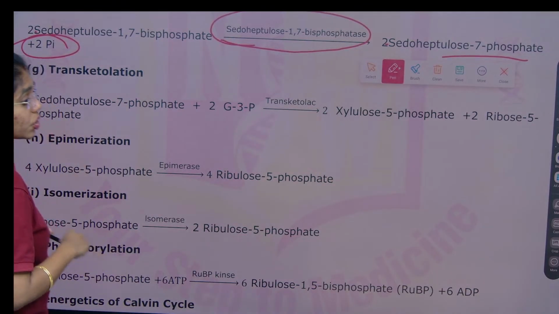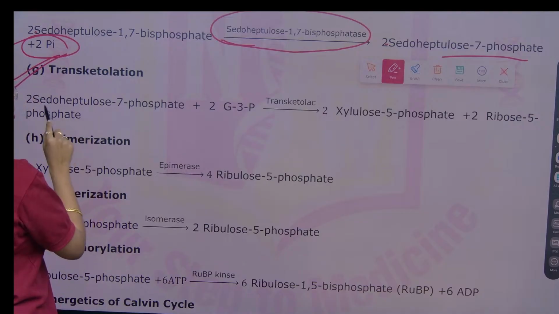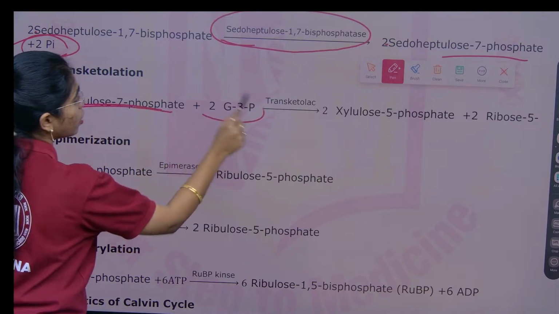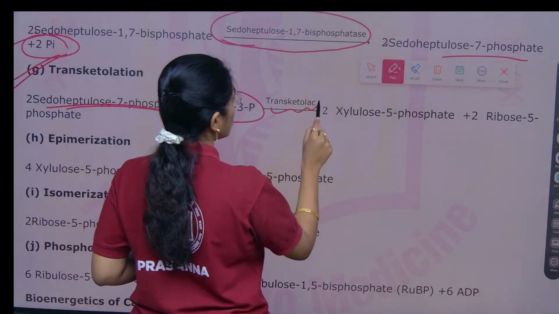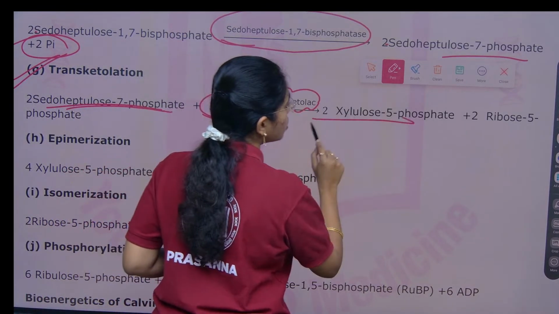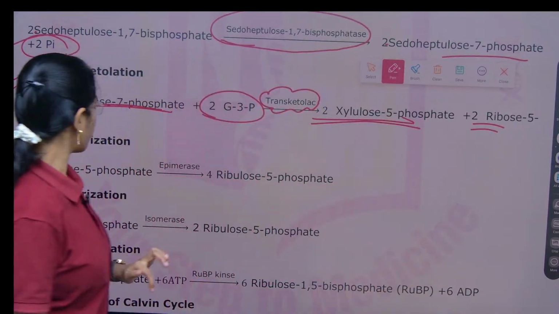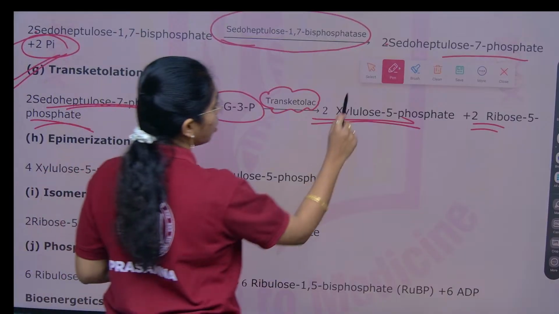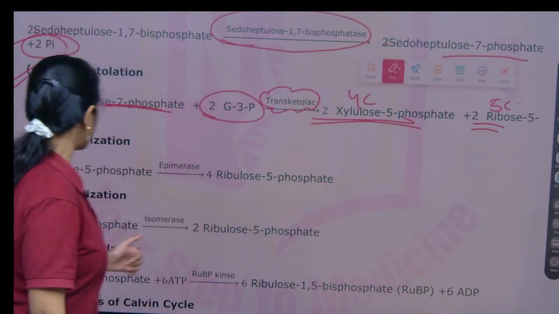And next step is what? Transketolation, where sedoheptulose 7-phosphate and glyceraldehyde 3-phosphate, in the presence of transketolase, form xylulose 5-phosphate and ribose 5-phosphate. Okay, both are 4-carbon only. Ribose is 5-carbon and the other is 4-carbon.